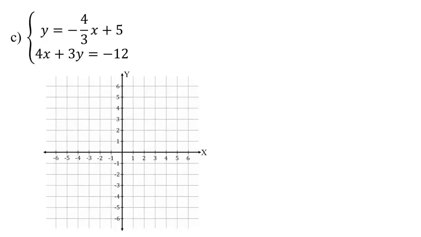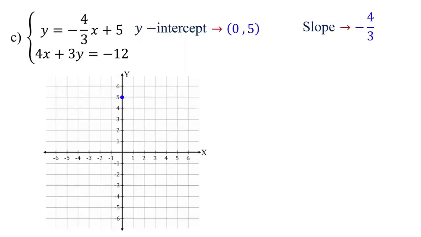The first equation is given in slope-intercept form, so you can use the y-intercept and the slope. While the second equation is given in standard form, so you can use the intercept method. The y-intercept of the first equation is the point (0, 5), and the slope is -4/3. As we did in the previous example, we will start by plotting the y-intercept, which is located at (0, 5).